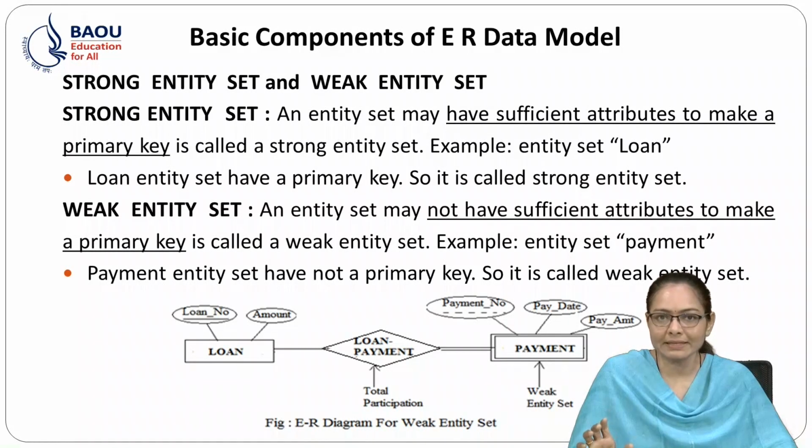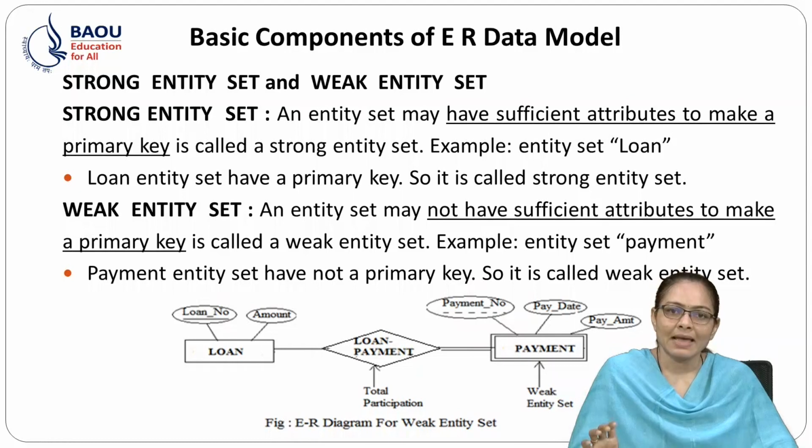The weak entity set in an ER diagram is defined by a double outline box, and the corresponding relationship is defined by a double line diamond. The double line indicates total participation. This is called the loan-payment relationship set. The discriminator of the weak entity set is defined by an underline, a dashed line.